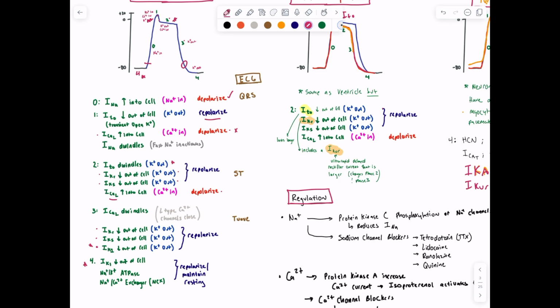All right, and then during phase 4, we have IK1, inward potassium. It's called inward, but it's a misnomer. The inward potassium is really leaving the cell, but we have our pumps working overtime to repolarize.